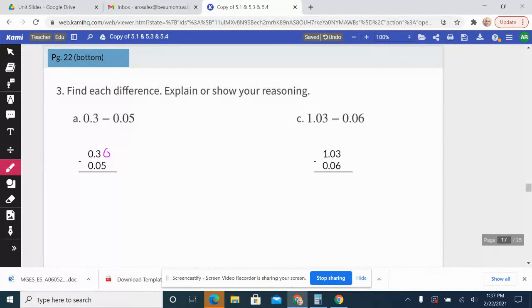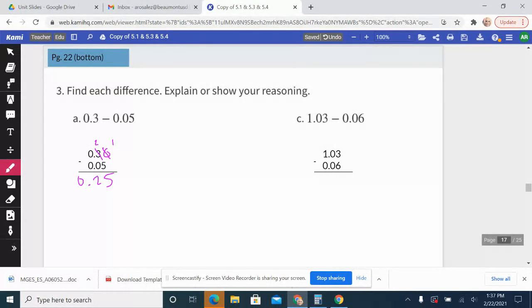That 0 absolutely has to be there because you cannot take 5 from nothing, right? So you can't take 5 from that, so you need to borrow. That becomes 10, and this becomes 2, right? So 10 minus 5 makes 5. 2 minus nothing makes 2. And then 0 minus 0 is 0. So that would be your answer, 0.25.